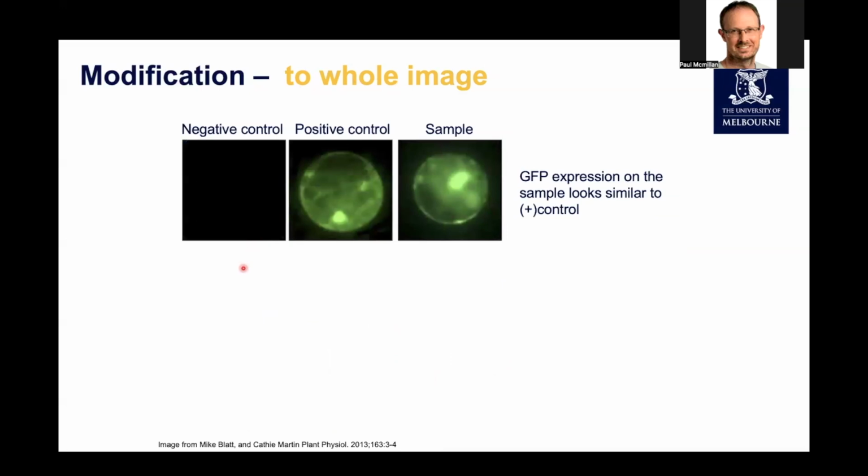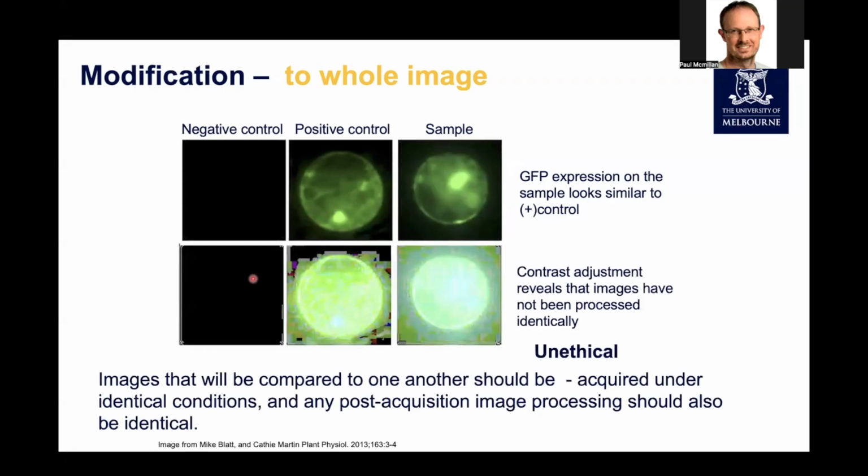This is another example of a fluorescence image. In this case, it looks good. We've got a negative, a positive, and a sample here. Presumably they're trying to compare intensity values across these three different data sets. The problem is, if you do a contrast adjustment, the background is very different in the negative control, the positive control, and the sample, which means either they've acquired the data differently or they've handled the data differently when presenting it. That raises a few questions in terms of how they've actually analyzed their data here. So ideally, if you want to directly compare data, it should all be acquired in exactly the same way.